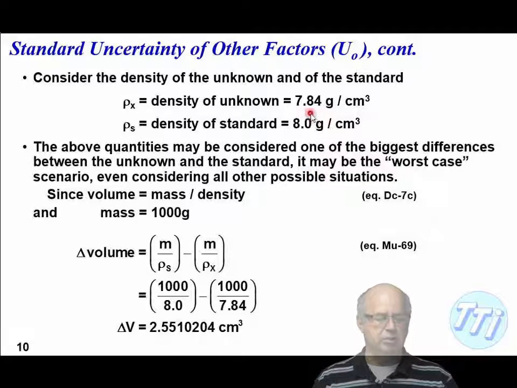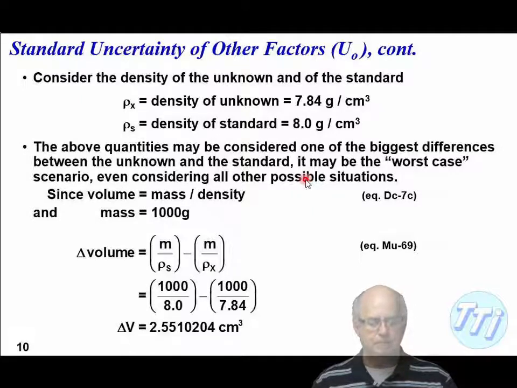So we don't have the numbers in our book to show you, but those are based on the uncertainty, the measurements of the unknown. The density of the standard is assumed to be 8, again from documentation. So now we can find that essentially that relates back to an uncertainty in volume for this 1 kilogram mass of 2.55 centimeters cubed.